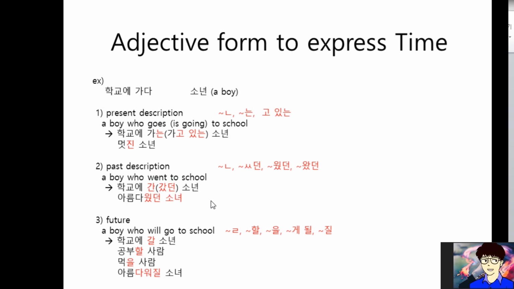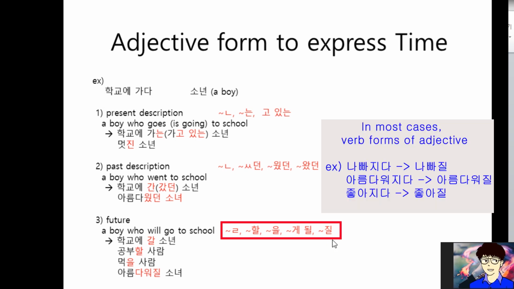Good. And when you want to say a girl who was beautiful, in that case you can say 아름다웠던, like that. So 아름다웠던 소녀. You can understand me, right? Good. And future description. If you want to express future description, you have to put 을, 할, blah blah 게 될, or blah blah 질. Actually, blah blah 질 is for verb forms of adjective.